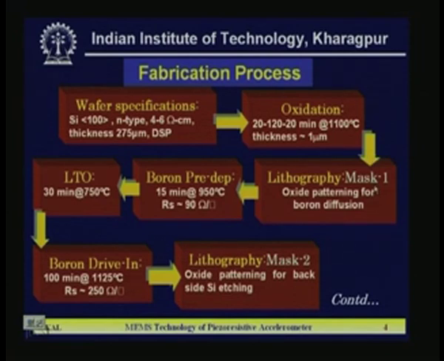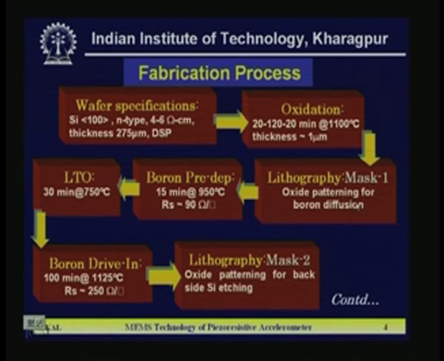Now, after masking oxidation we are going to use mask number 1. Mask number 1 is oxide patterning for boron diffusion. That means the first step is to fabricate the resistances; the resistance location has already been found, and accordingly the mask has been designed, with the resistances located in the maximum stress region. So, oxide patterning for boron diffusion: for the resistances we are going to use boron solid source diffusion.